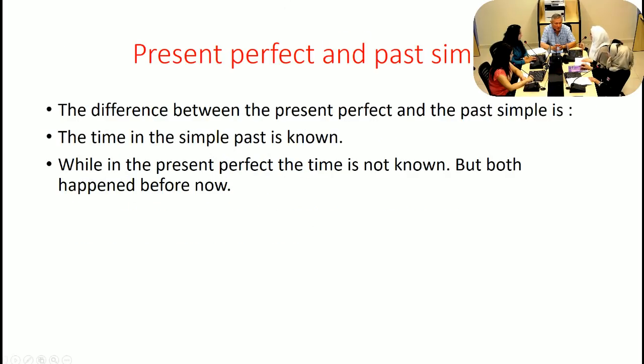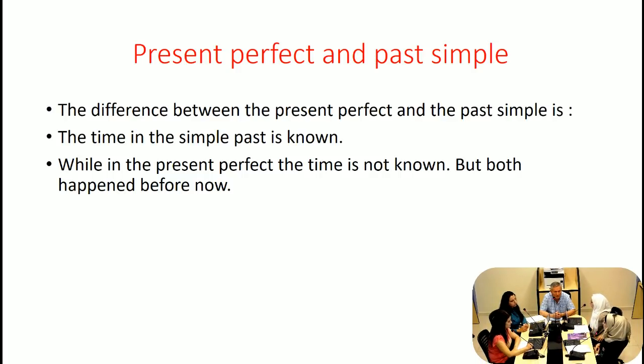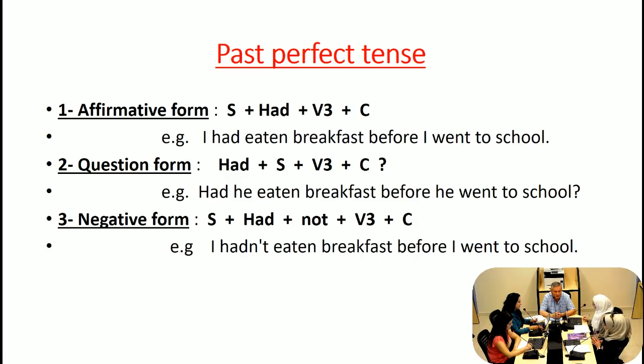Now, the difference between the present perfect and the past simple, and how can a student distinguish which one to use? The difference between the present perfect and the past simple is that in the simple past, the time is known, we have a time reference, while in the present perfect, the time is not known, but both happened before now. May I give you an example? Yes, of course. I played the guitar.